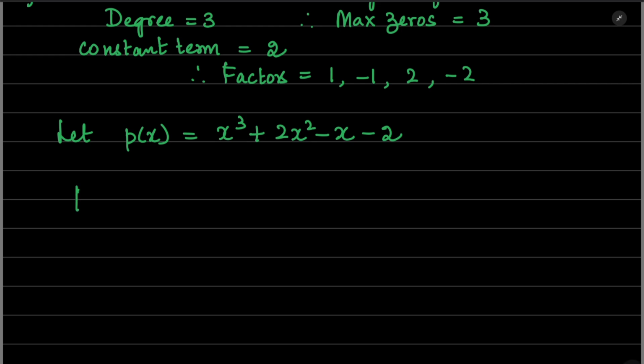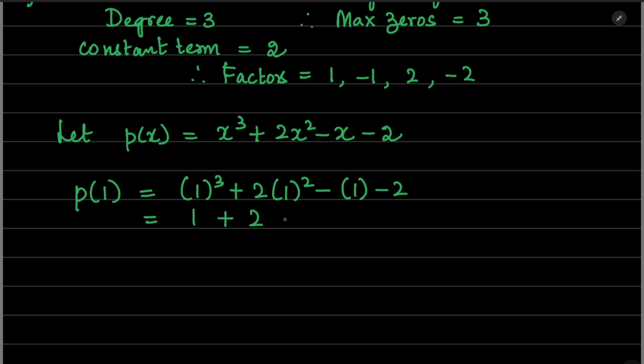We'll first substitute 1, p of 1, then we'll find minus 1, then 2 and minus 2, because the number of factors is very small. So with 1, let us see if it is a zero. 1 cube plus 2 into 1 square minus 1 minus 2. So what do you get here? 1 plus 2 minus 1 minus 2. Plus 1 minus 1 gets cancelled, plus 2 minus 2 gets cancelled, which is equal to 0. Therefore 1 is a zero of the polynomial.